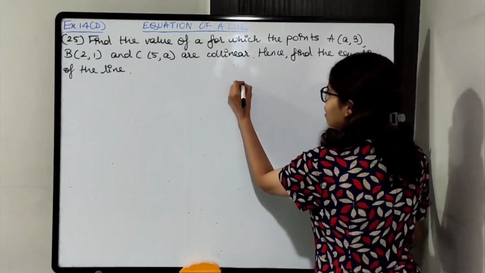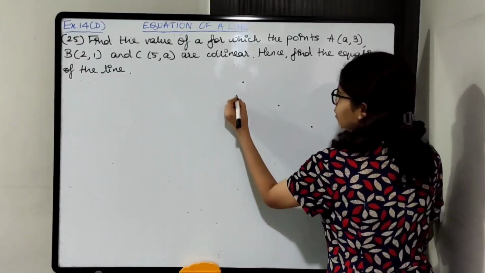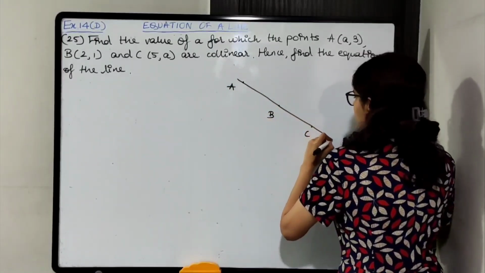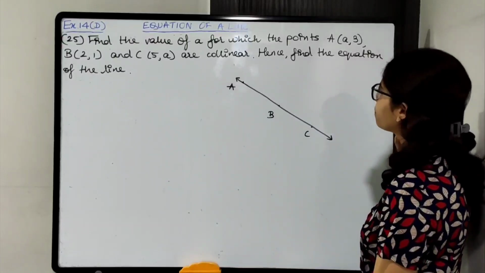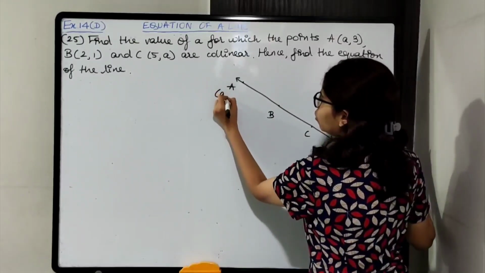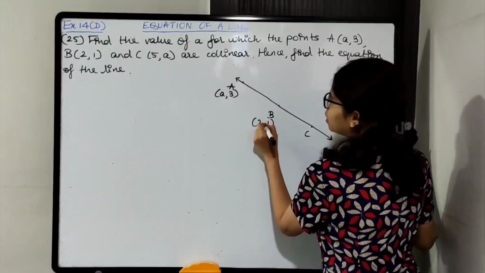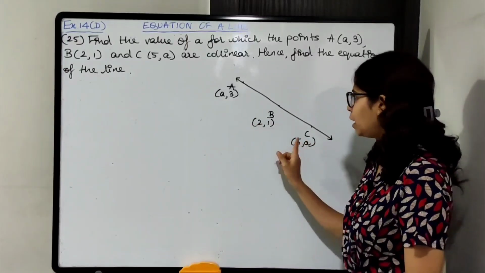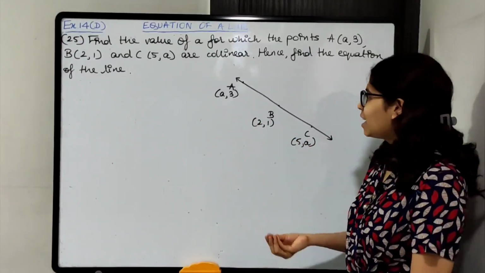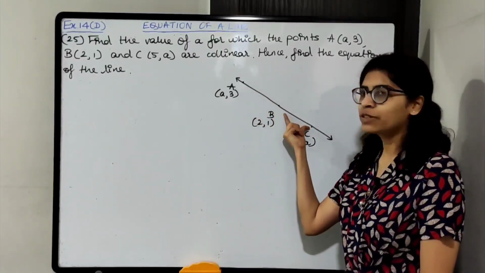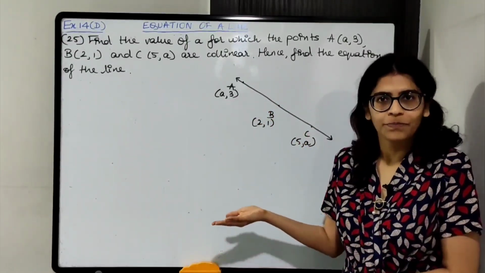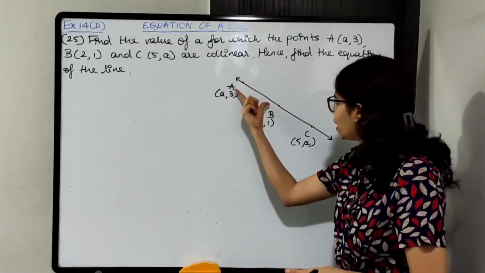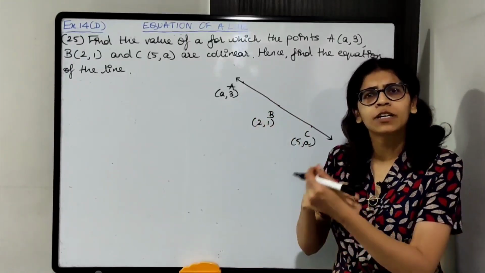So A, B and C है, through which a line is passing. A का coordinates है a, 3, B का coordinates 2, 1 and C का coordinates 5, a. First we have to find value of a. Now we know that whichever part of the line you consider, सबका slope same होगा, है ना, because it is a part of same line, so throughout the slope will remain same. So AB, BC, AC कोई भी consider करो, सबका slope same होगा.